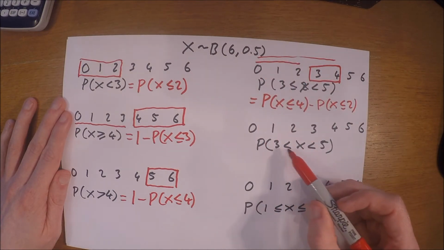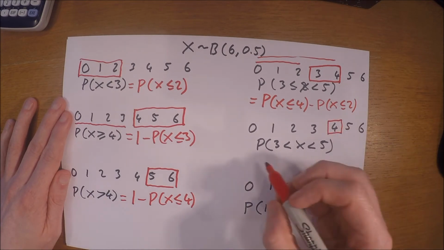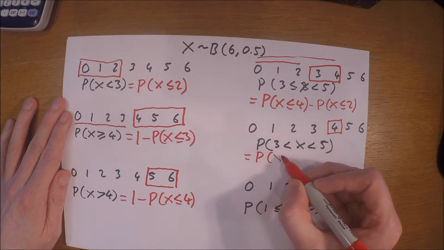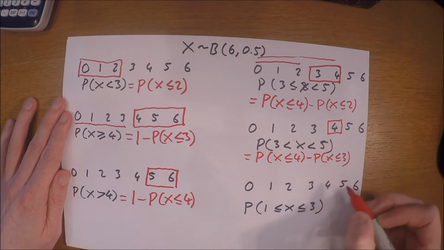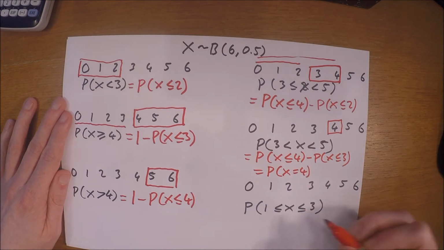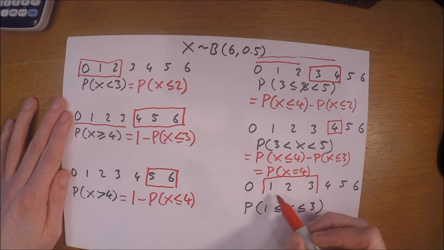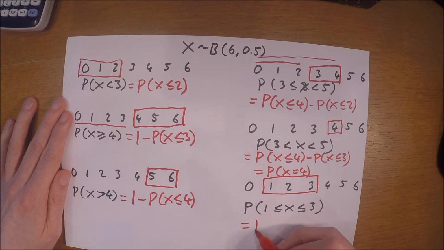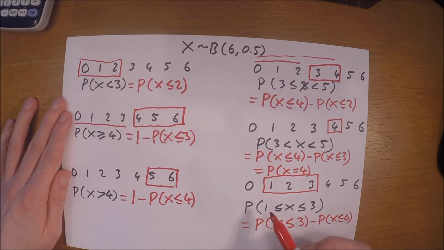Next one, it's strictly greater than 3 and less than 5. So actually when we do this, we only get the answer 4. Now one way that we could do this is we could say this is the probability that x is less than or equal to 4, take away the probability that x is less than or equal to 3, or you could just say it's the probability that x is equal to 4. And the final one, between 1 and 3 inclusive. So again, let's highlight what this is representing, which is this here, and this is going to be the probability that x is less than or equal to 3, take away the probability that x is less than or equal to 0, or equal to 0, either way.